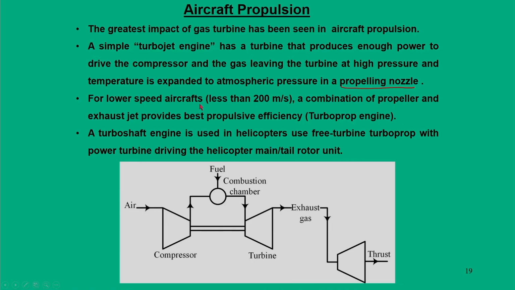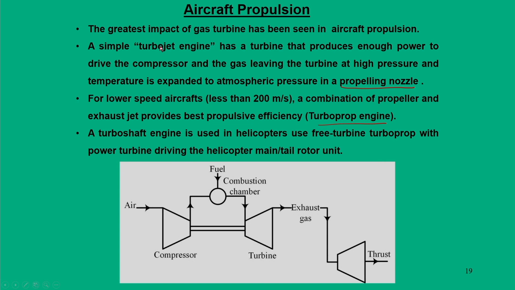So, for low speed aircraft, that is less than 200 meters per second, the combination of propeller and exhaust jet provides the best propulsive efficiency. That is what we call a turboprop engine. Also, we have another engine, the turboshaft engine, mainly used in helicopters. They use free turbine turboprops with a power unit driving the helicopter rotor unit. So there are turboshaft engines, turboprop engines, of course turbojet engines, and another latest variant, the turbofan engines.